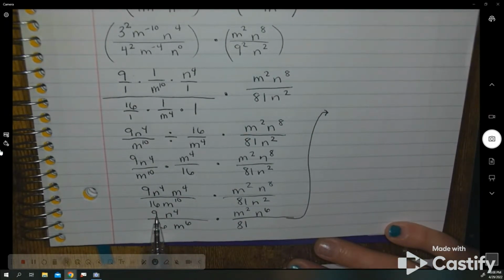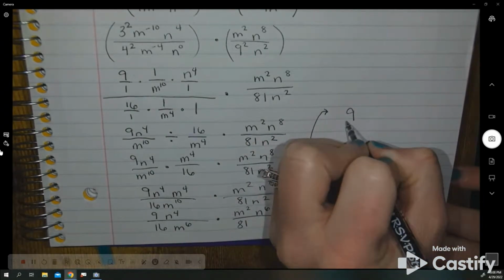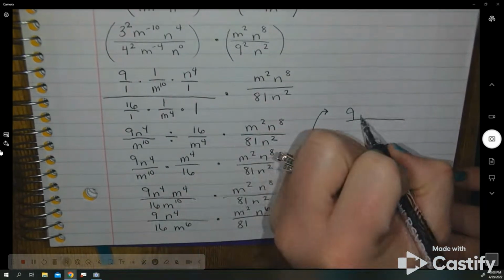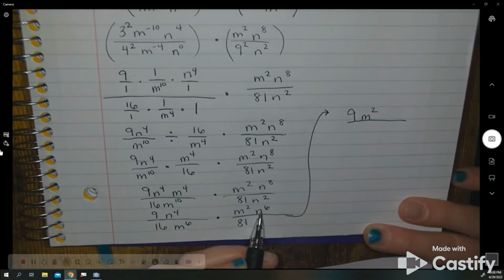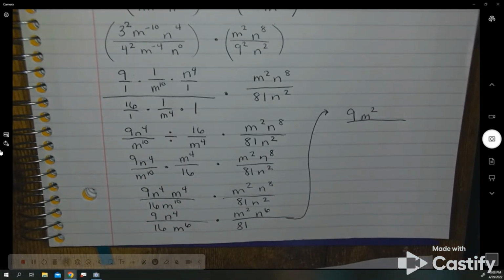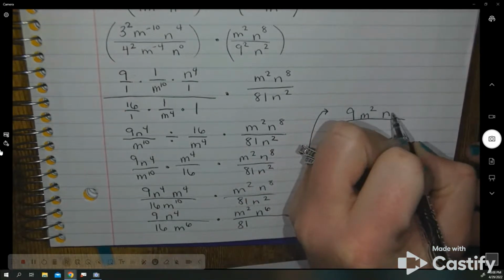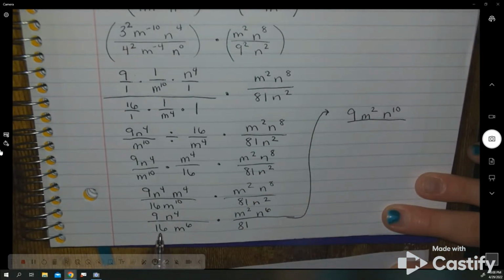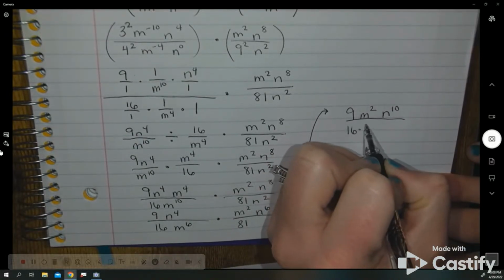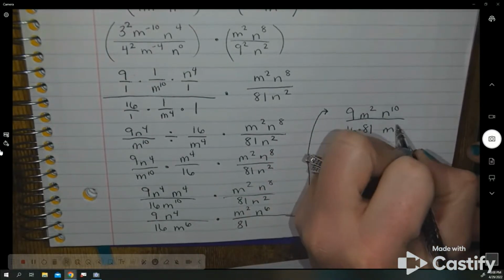And we have 9 times no other whole number on the top. We have m squared, that's the only m, and n to the fourth times n to the sixth. And remember, if you're multiplying, we're going to be adding the exponents. So that leaves us with n to the 10th. And then I've got 16 times 81. We'll just write that for this point here, 81. And then we have m to the 6th.